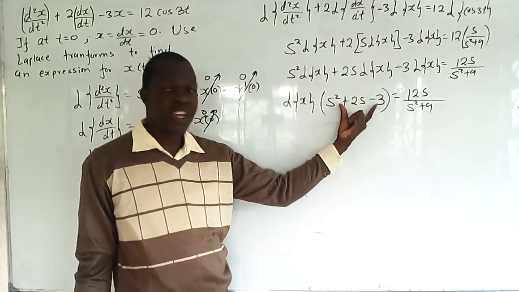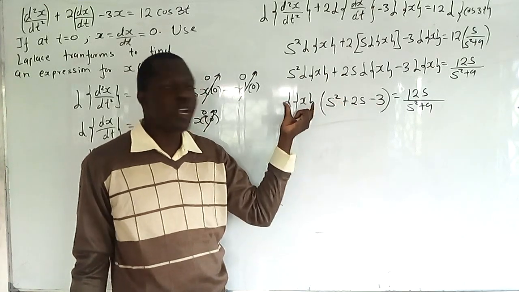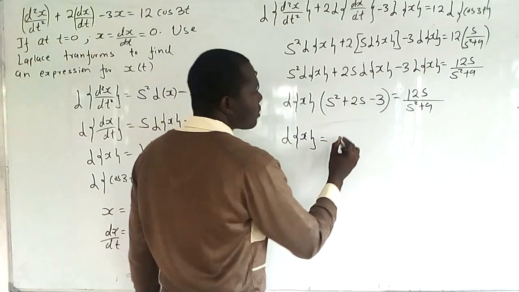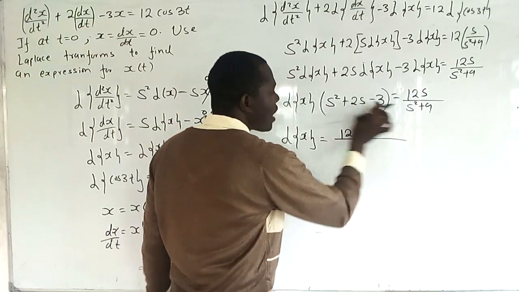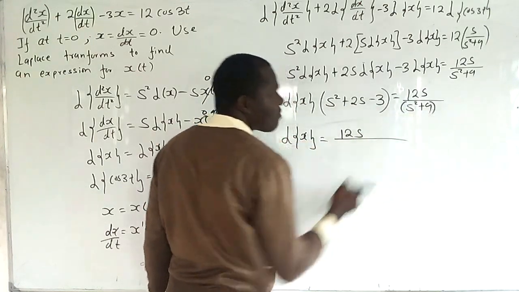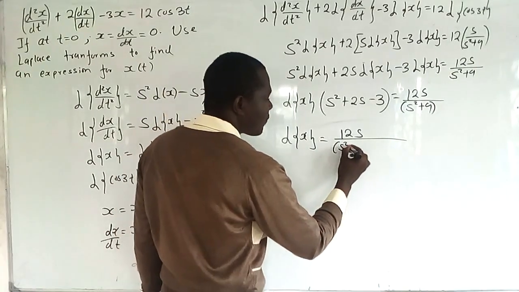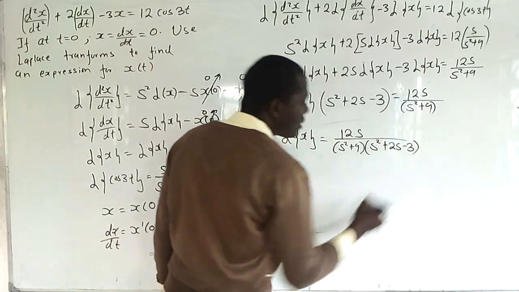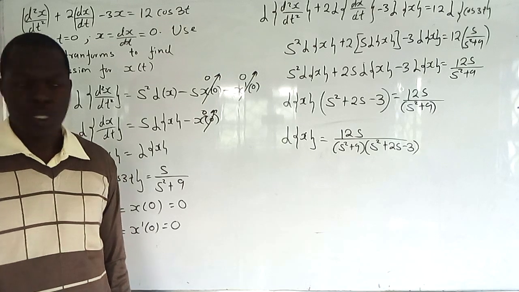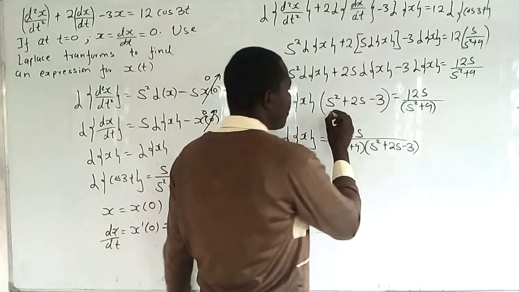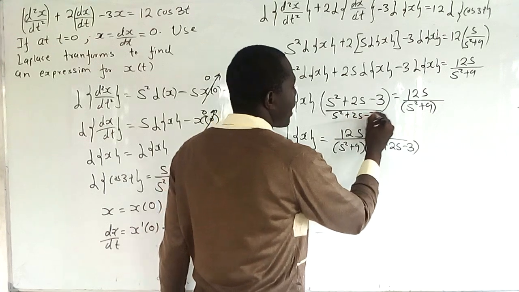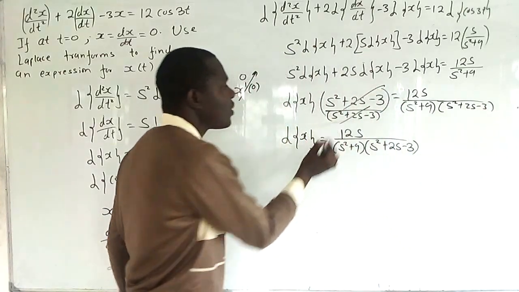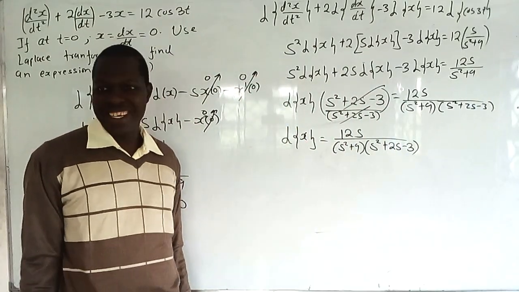Then you divide both sides by this coefficient for you to remain with the Laplace of x, isn't it? So the Laplace transform of x is 12s over s squared plus 9 times s squared plus 2s minus 3, isn't it? If you divide both sides by s squared plus 2s minus 3, that goes with that, and you remain with your L of x.